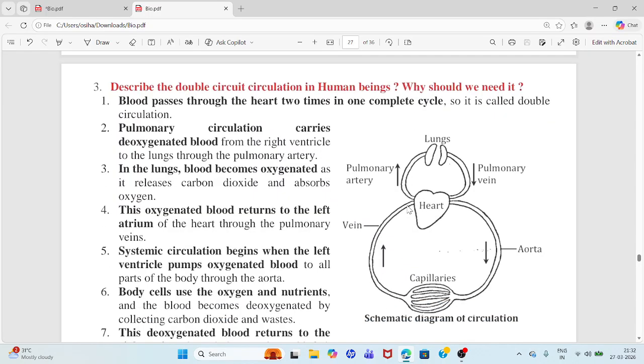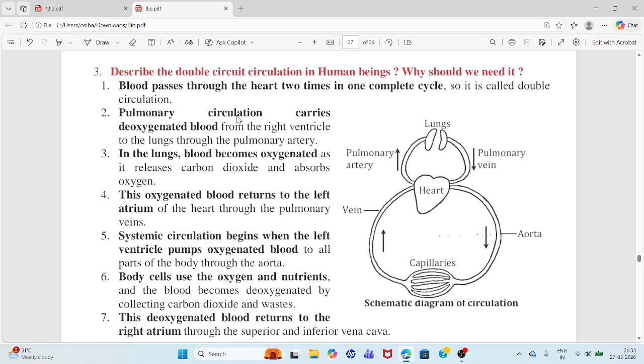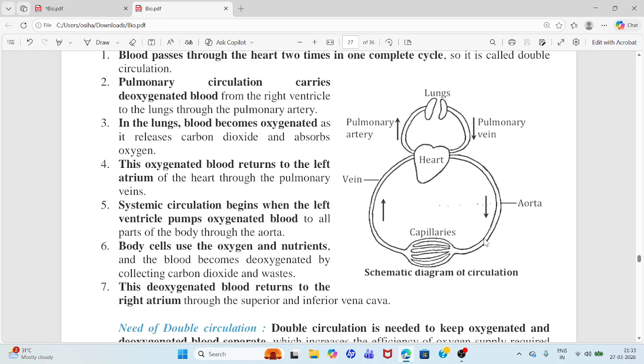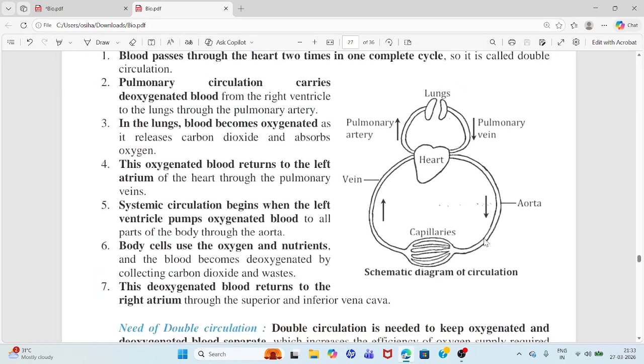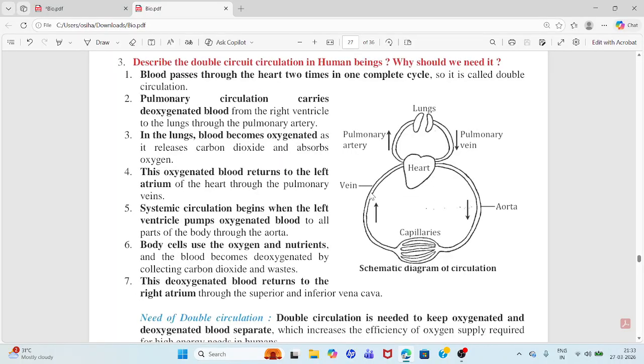So I'm moving to the third question. Describe the double circulation in human beings. Why should we need it? This is double circulation in human beings. First, see the diagram. See the arrow marks also.